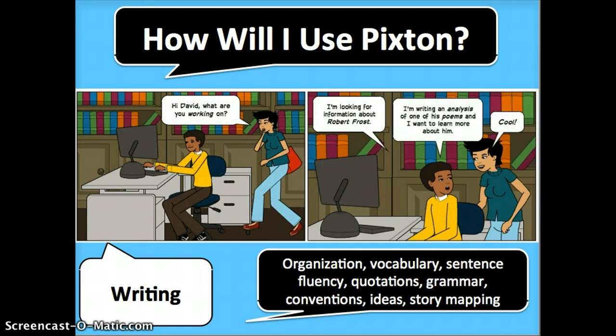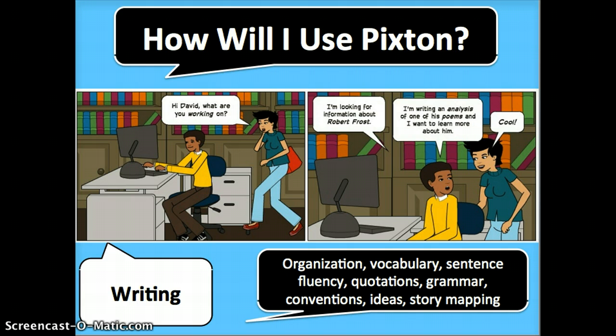Just like reading and writing, there are many different ways that students can use Pixton. They can work on their organization by story mapping, by identifying a beginning, a middle, and an end. They can incorporate new vocabulary and word choice. They can work on sentence fluency, making sure that their story flows. They can work on their conventions by adding in correct quotations, grammar, and spelling. And overall ideas, coming up with creative, new, and interesting things to write about.